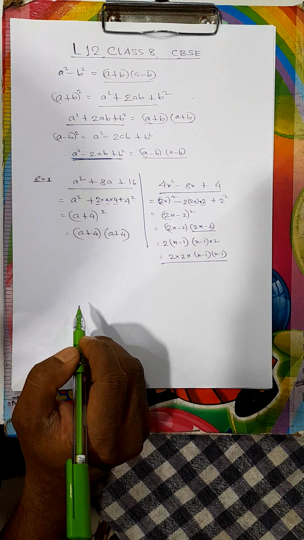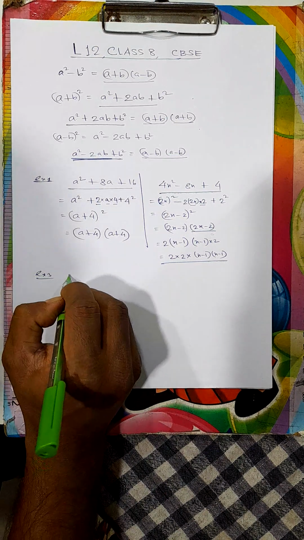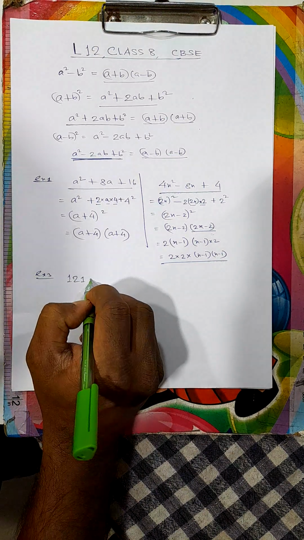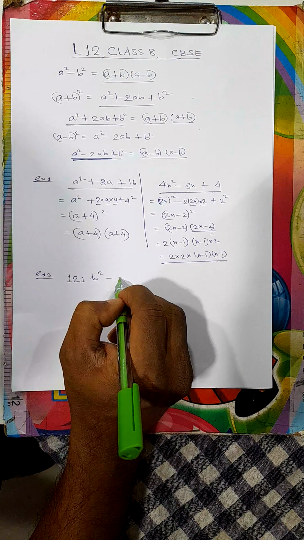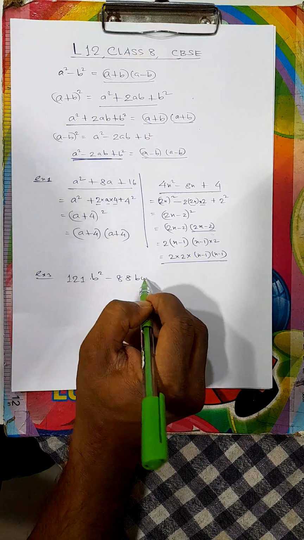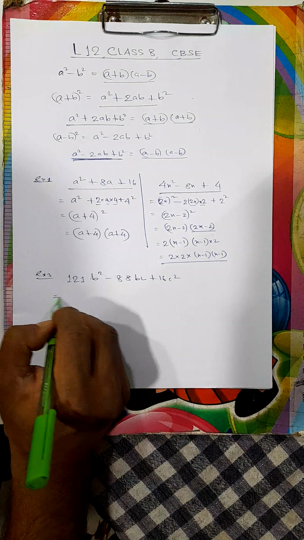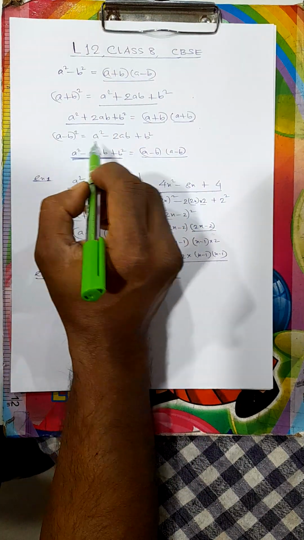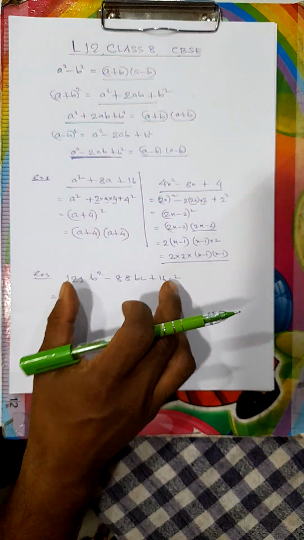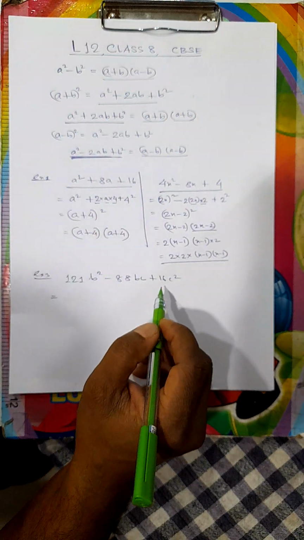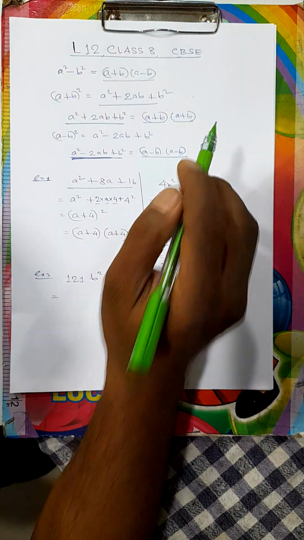Let's do one more example here, example 3: 121b square minus 88bc plus 16c square. This you can compare with the trinomial a square minus twice ab plus b square. If you convert this into a square minus twice ab plus b square, then we can factorize it like a minus b multiplied by a minus b.